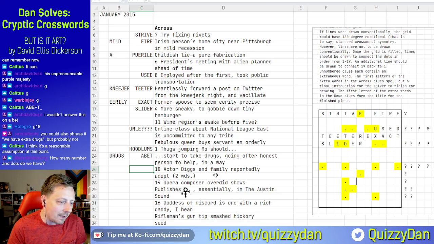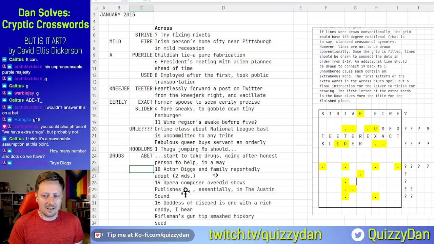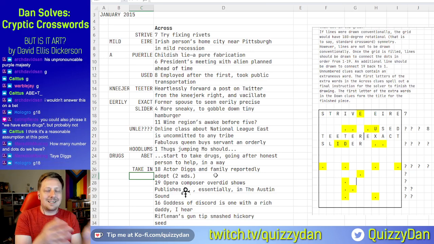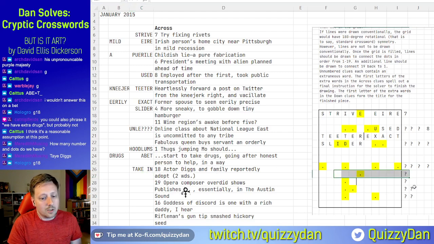Actor Diggs and family reportedly adopt. Who are the Diggs? I don't know who the Diggs are. Tay Diggs. Okay. So take in. Take in, because if your family is your kin. So actor Diggs is Tay. His family would be take in. And I want to say it's there, but I'm now not quite so sure.